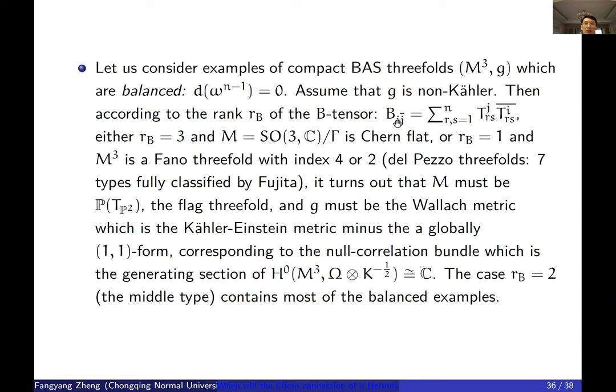And then you can consider this B tensor. B tensor is the (1,1) tensor formed by taking a trace of the Chern torsion. So T_ijk means the Chern torsion component. This is a globally defined non-negative (1,1) form on the manifold. In this case, B is parallel, so it has constant rank. If the rank is 3, then we're in the Chern flat case.